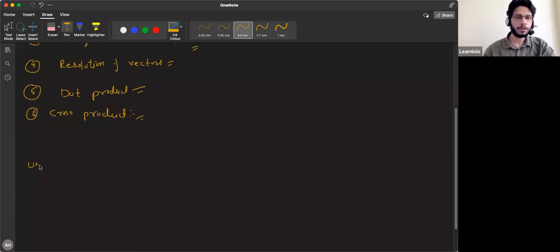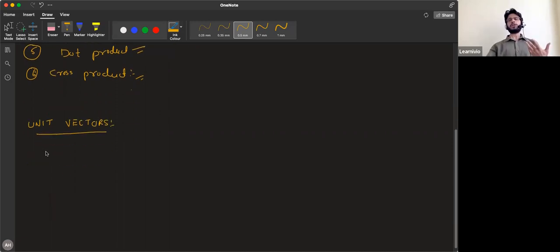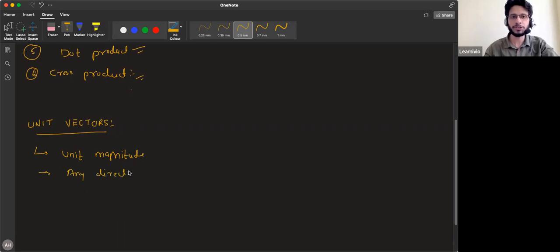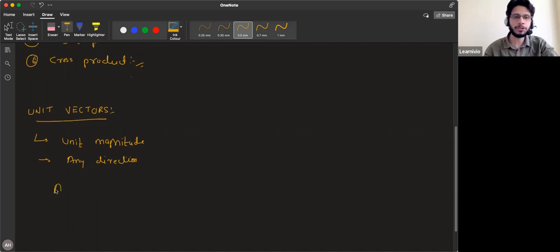So let's start with the unit vectors. Unit vectors are those vectors which have a unit magnitude and any given direction. The direction is not specified, but magnitude is specified. That's a unit vector. What does unit magnitude mean, Krishna? It has a magnitude of 1. So we usually represent unit vector in this way.